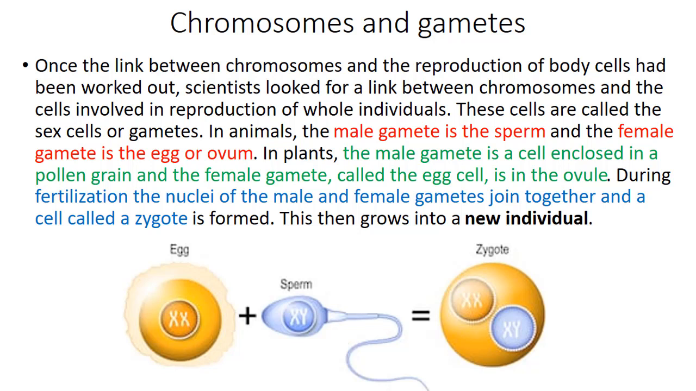Once the link between chromosomes and the reproduction of body cells has been worked out, scientists looked for a link between chromosomes and the cells involved in reproduction of whole individuals. It means, guys, the scientists learned about the body cells and learned about the reproductive cells. That's why they get the difference between just a simple body cell and the reproductive cell. They have a huge difference.